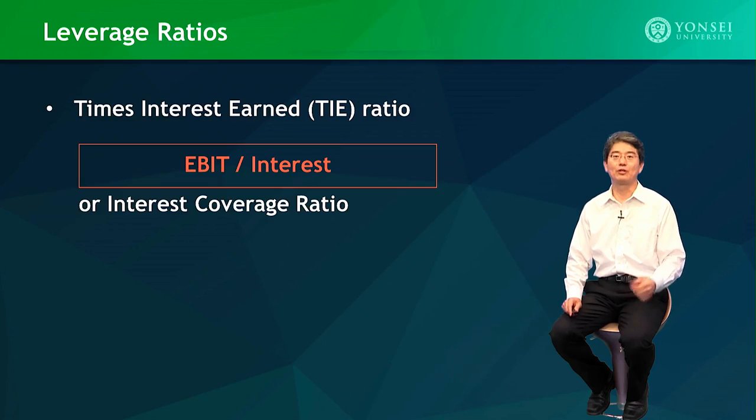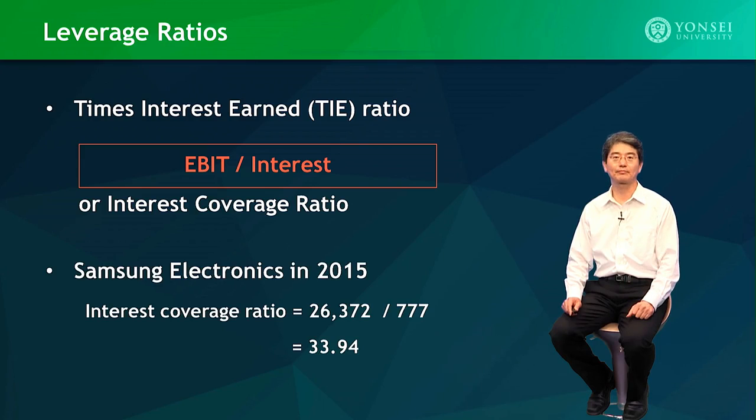Another common measure of long-term solvency is the times interest earned ratio, which is EBIT divided by interest expenses. This ratio is also called the interest coverage ratio. As you can tell from the name, this ratio measures how well a firm has its interest obligations covered. The times interest earned ratio for Samsung is 33.94 times. That is, Samsung makes operating income of about 34 times its interest expenses.